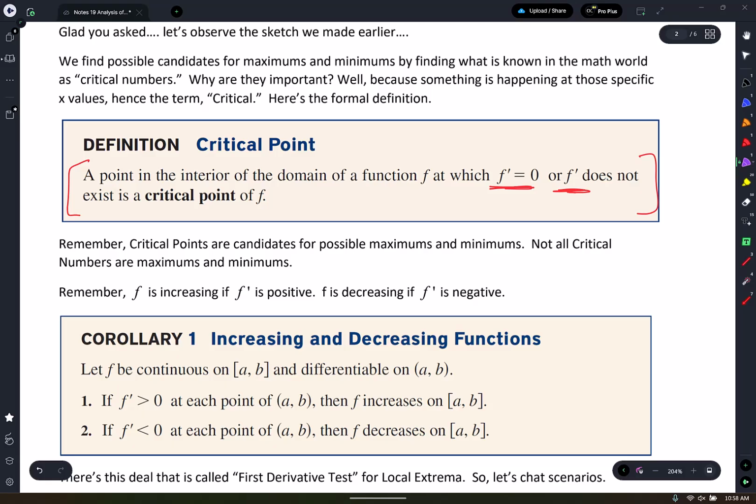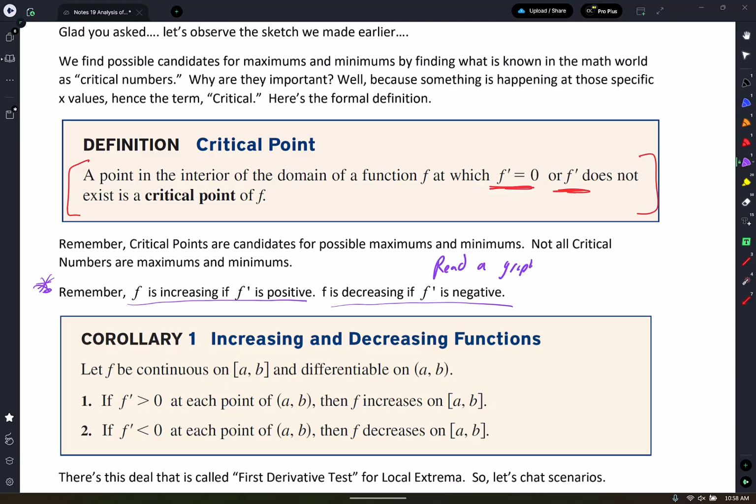And then remember, look what it says. Put a bullet right here or a star. F is increasing and f prime is positive. F is decreasing and f prime is negative. You always read a graph left to right. So I'm going to put that in here. Read a graph left to right, just like you read a book.